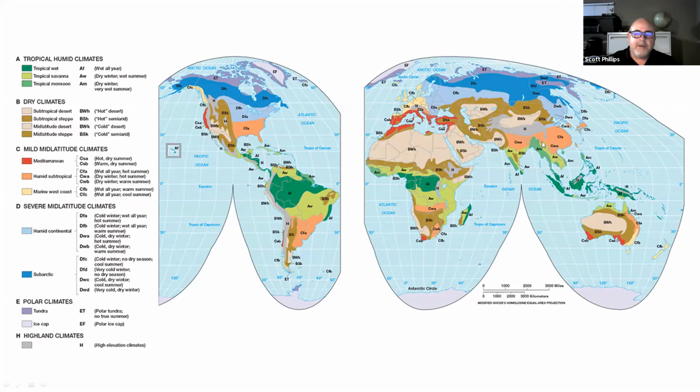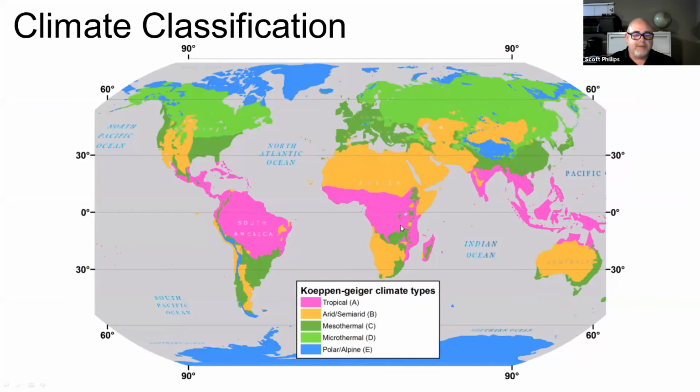And this is a figure from the book showing the distribution of these specific climate types. This is pretty busy. There's a lot going on here. I also have a simplified map that I've put together with the A, B, C, and D climates all kind of grouped together into one color.